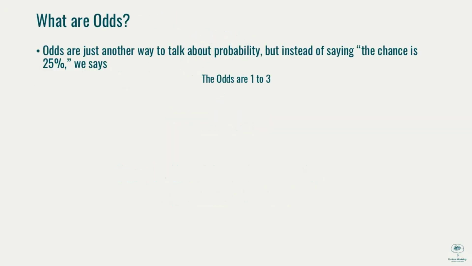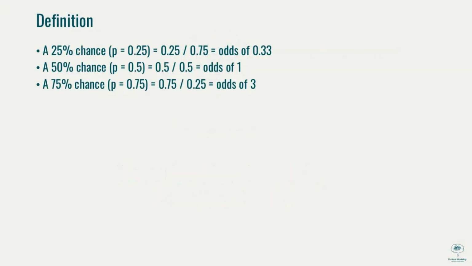So what are odds? Odds are just another way to talk about probability, but instead of saying the chance is 25%, we then say the odds are 1 to 3. And then the way in which we calculate it looks like this. So a 25% chance, or a probability of 0.25, would be 0.25 divided by the difference, so 1 minus 0.25, which is 0.75, is an odds of 0.33. A 50% chance is an odds of 1, so 0.5 divided by 0.5. Then a 75% chance is 0.75 divided by 0.25, which gives you an odds of 3 to 1.